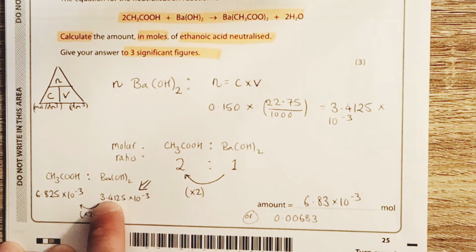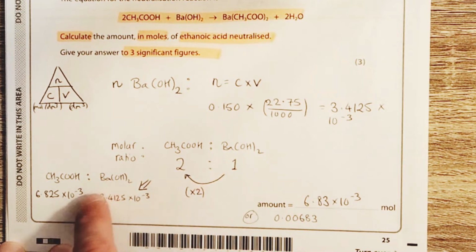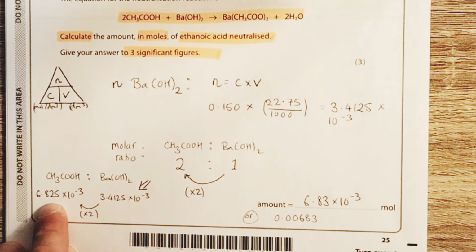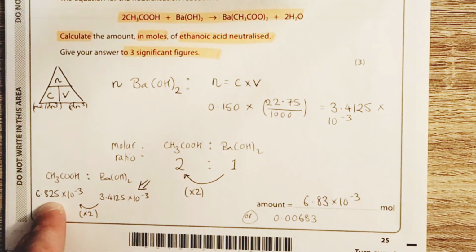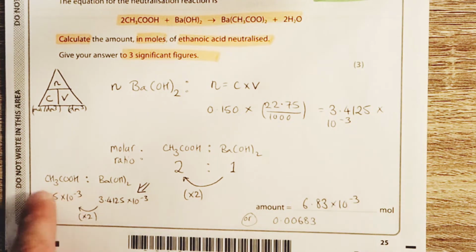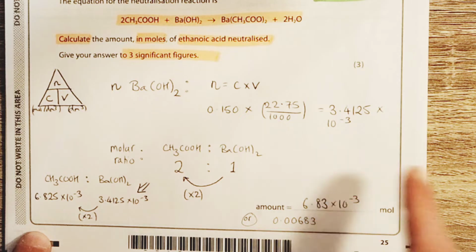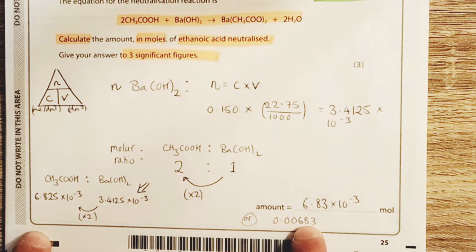So we actually have 3.4125 times 10 to the minus 3 moles of barium hydroxide. So if I multiply that number by 2, applying the same ratio to the scenario, this means it can react exactly with 6.825 times 10 to the minus 3 moles of ethanoic acid. And that is our answer, but of course that's not to 3 significant figures, so I then converted it to 3 sig figs here, 6.83 times 10 to the minus 3, or in other words, 0.00683 if it's not in standard form.